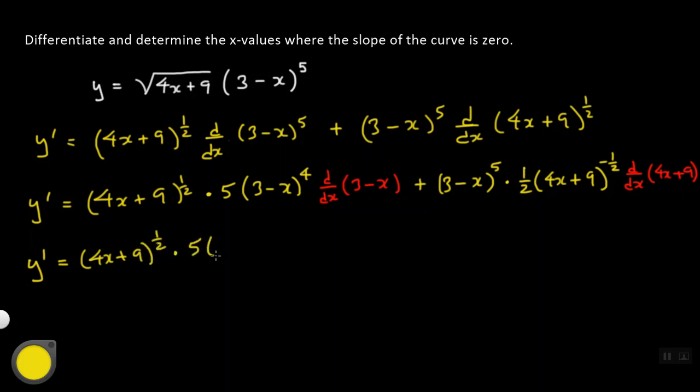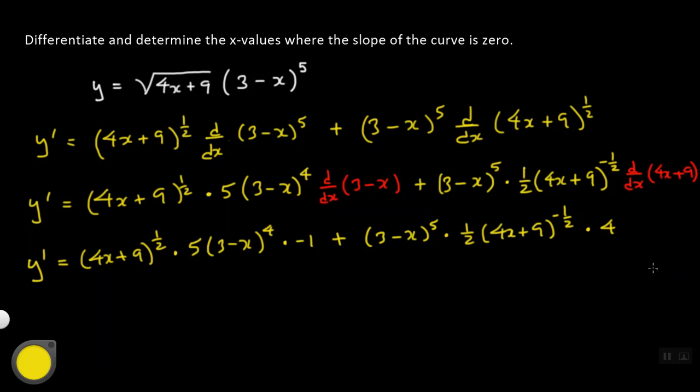Multiply this by 5, 3 minus x to the power of 4. Okay, and the derivative of that's a lot of writing for just producing a negative 1 there. Of course, the derivative of 3 is 0, and the derivative of minus x is negative 1. So there's our first half, and then we have a 3 minus x to the power of 5 multiplied by a half, 4x plus 9 to a negative a half power. And what does this derivative produce? Yep, just the number 4. Derivative of 4x is 4 and derivative of 9 is 0.